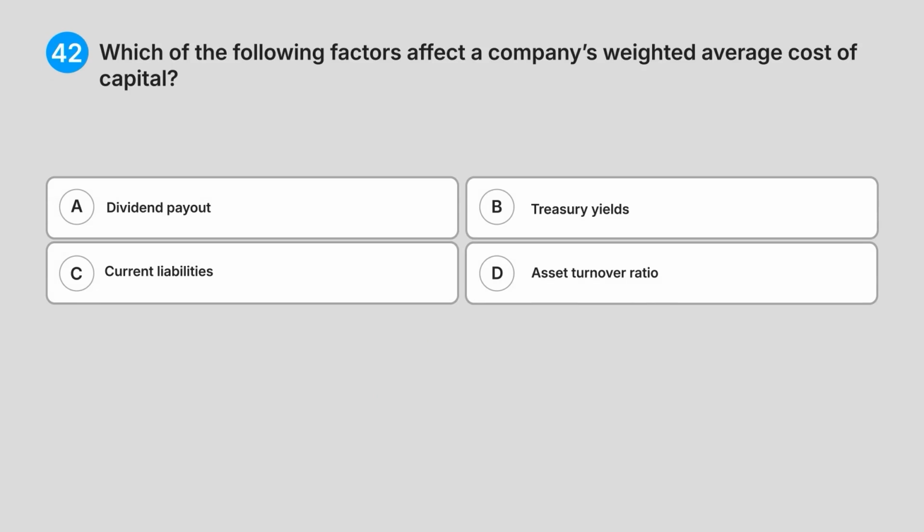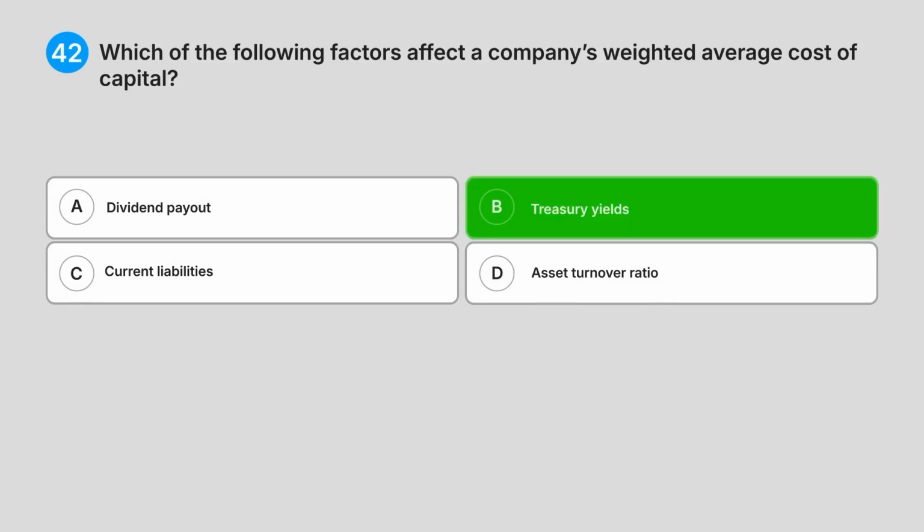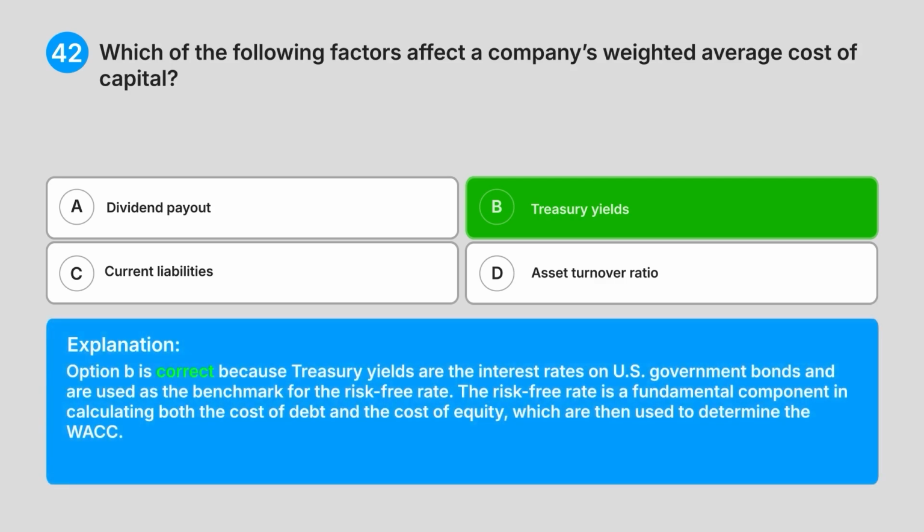Correct answer, B. Treasury yields. Explanation. Option B is correct because Treasury yields are the interest rates on US government bonds and are used as the benchmark for the risk-free rate. The risk-free rate is a fundamental component in calculating both the cost of debt and the cost of equity, which are then used to determine the WACC.